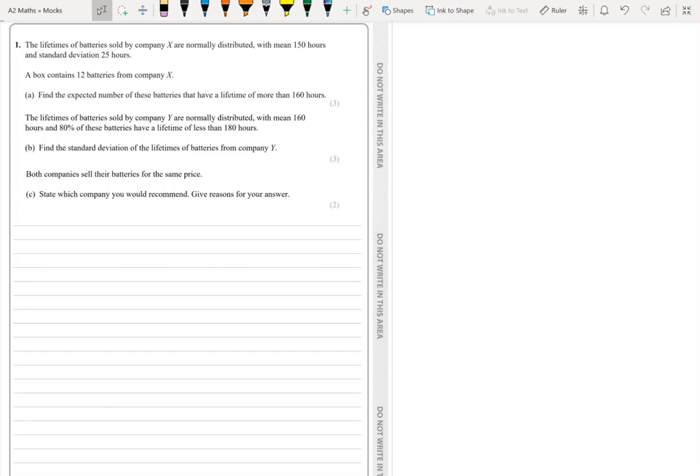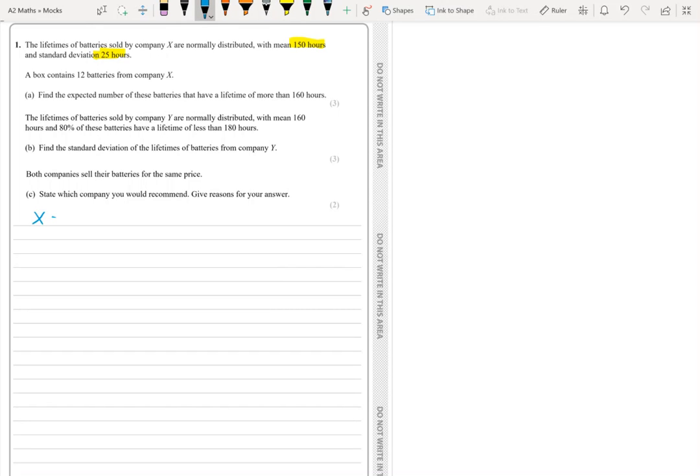So it looks like there's quite a lot going on in this question. We'll take it one stage at a time, work out what information we're given and what we should be doing with it. So let's start. The lifetime of batteries is normally distributed with a mean of 150 and a standard deviation of 25. So let's quickly note that down.